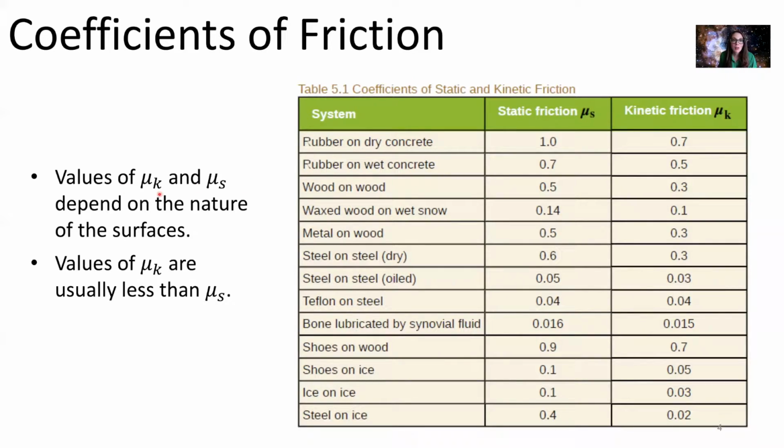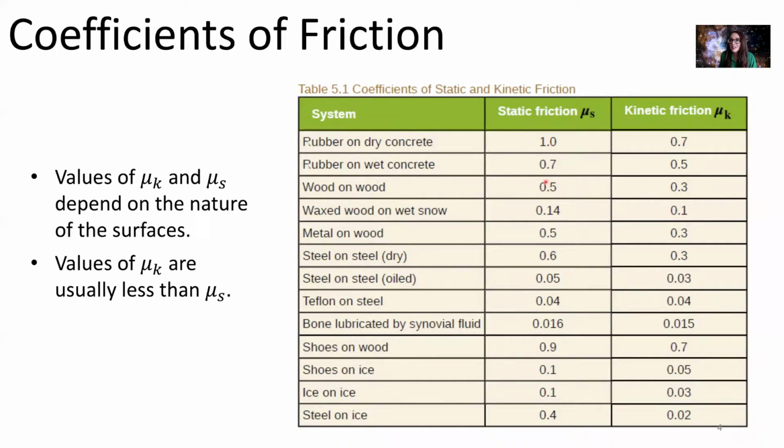The values of these coefficients of friction depend on the nature of the surfaces, and these values are usually between 0 and 1. So let's see. The coefficient of friction for wood on wood: you're sliding a block of wood across a piece of wood. The coefficient of static friction is 0.5. The coefficient of kinetic friction is 0.3.